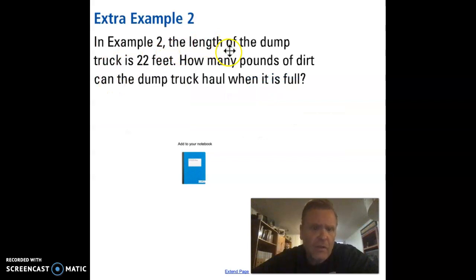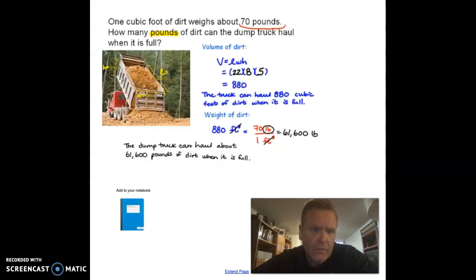All right, so if the length of the dump truck is now 22 feet, how many pounds of dirt can the dump truck haul when it's full? So you're going to do this one the same way, and then when you are all set, go ahead and pause and do the work.